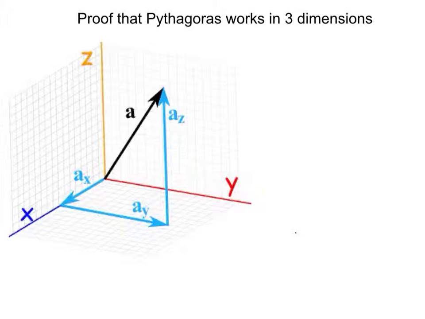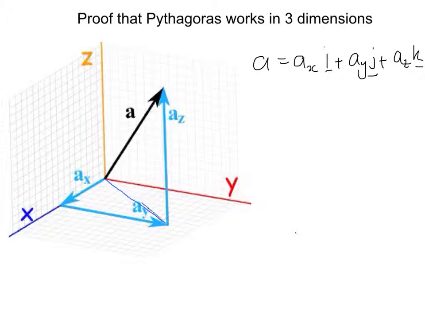Here's a vector in 3 dimensions, and the vector A is given by AX lots of I, and AY lots of J, and AZ lots of K. They're the 3 directions, X, Y, Z, or I, J, K. And we want to find the length of the vector A. Well, what we can do first is find the length of this line here, using this right angle triangle that's on the floor.